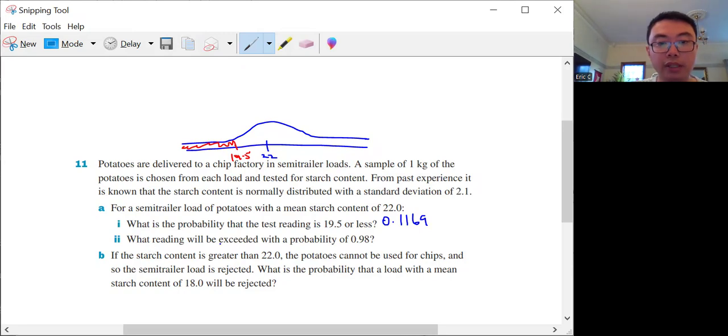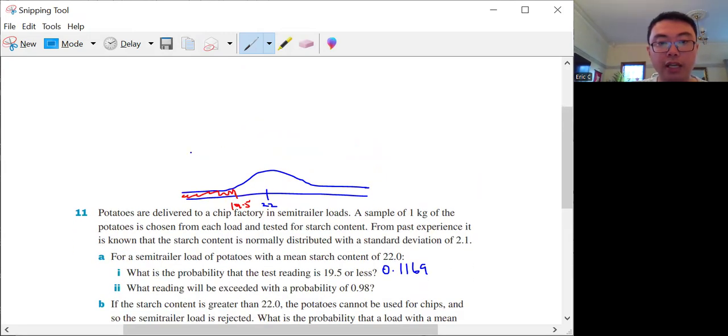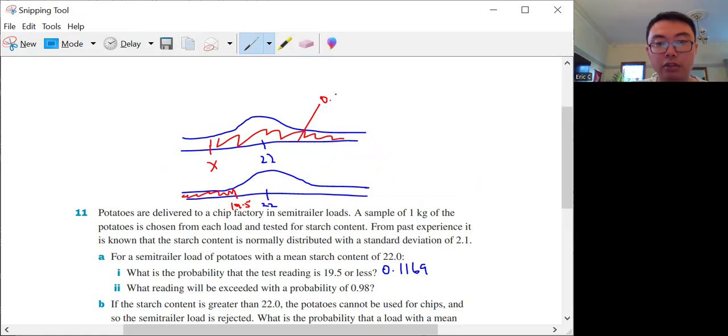Second one is, what reading would be exceeded with probability of 0.98? So from a normal perspective, again, the mean is going to be 22. And we're just looking for the area under the graph where, let's say this is the x value, is going to exceed 0.98. That's the probability, which is the area under the graph. Notice that I've put the x on the left and not on the right. It's because the middle point is going to have area under the graph of 0.5 or 50% chance, whereas on the left is going to be more than 50%. So that's why I placed it on the left of the normal distribution.